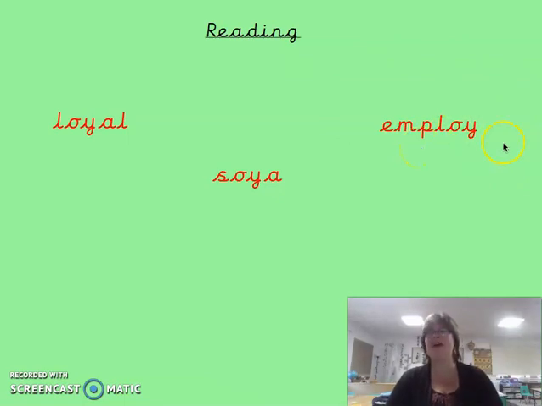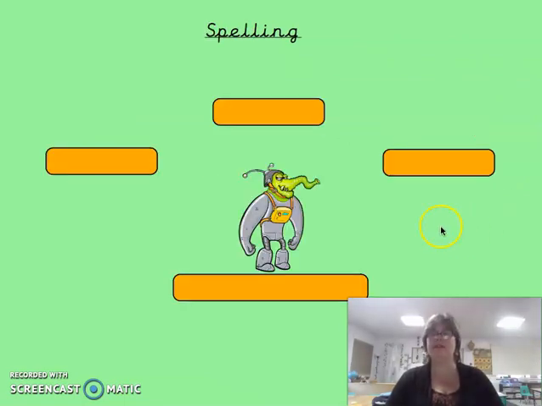Good work. Okay, let's have a look at what we're going to be spelling today. So we have our 4 words on screen. They are real words. So let's start with the first one. Write it down. Come back to me when you're ready and we'll see how you did. So the first one is joy. Try joy.